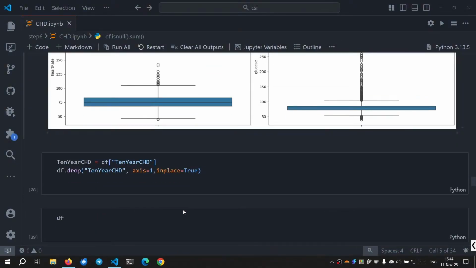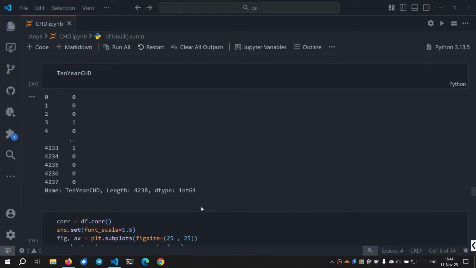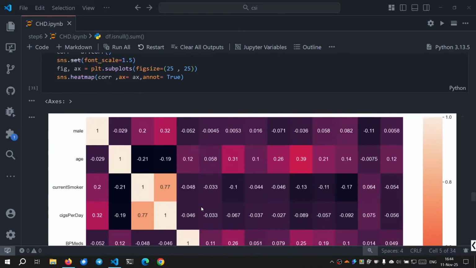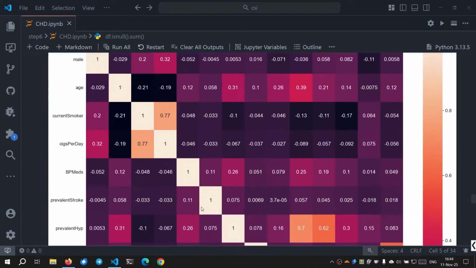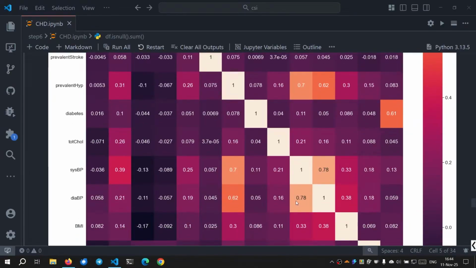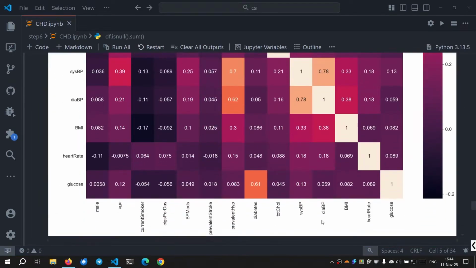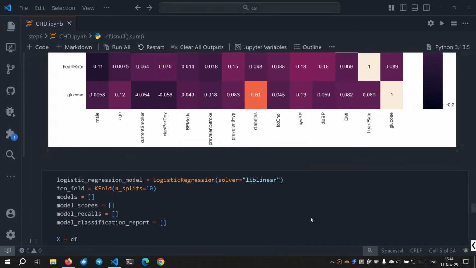Moving on from that, we're going to drop the column that we want to predict from our data set, which is the 10-year CHD. After that, we're going to do a bit more exploration and get a heat map to see how the data correlates, which it does somewhat nicely in some places, like here with blood pressure and BMI and stuff like that. So this is still the exploration phase.